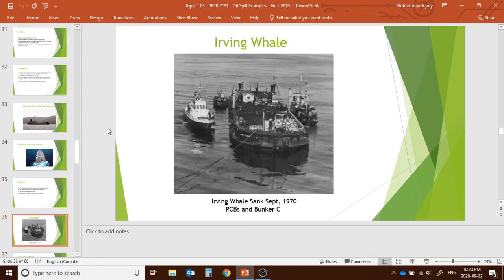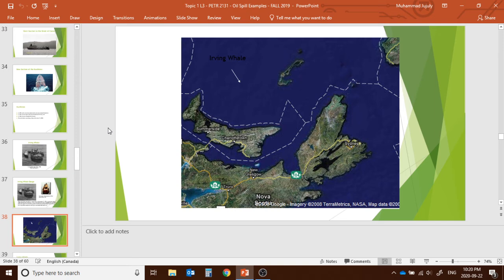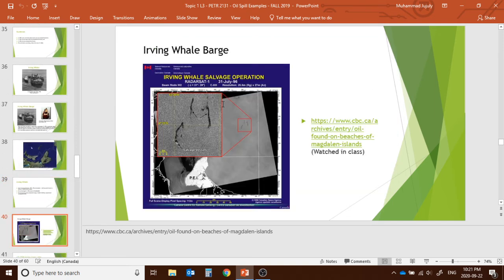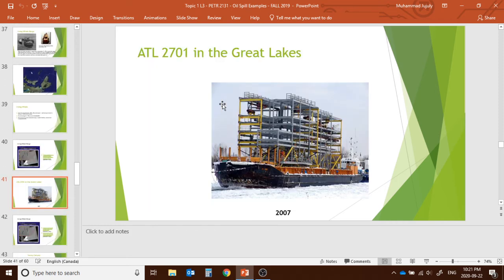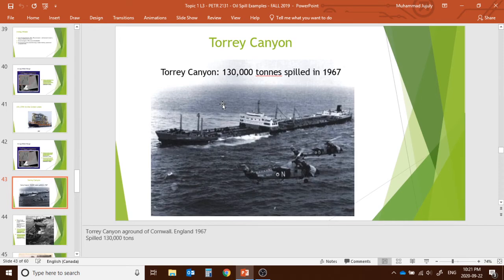Irving Whale barge. It was also in the 1970s. This is the area where the Irving Whale barge sank. The Great Lakes, Torrey Canyon.